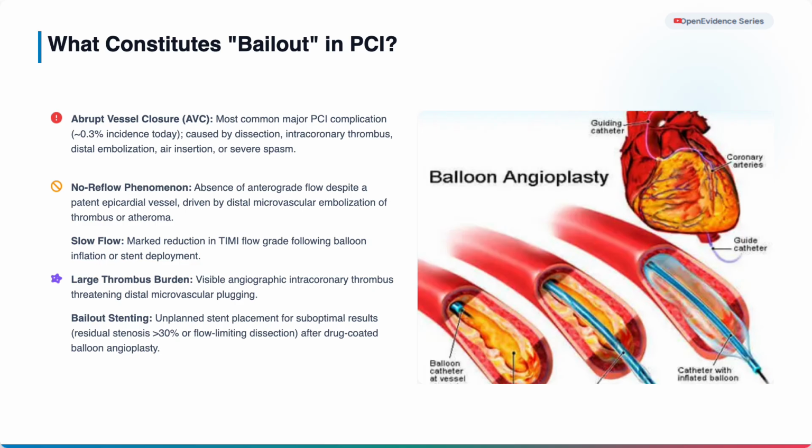Okay, so what constitutes bailout in PCI? Abrupt vessel closure, as I discussed, some of the complications like dissection, like microdissections, forming of a new thrombus upon a previous one which was stented, distal embolization and achieving no-reflow phenomenon because of that, or a slow flow because of a high thrombus burden. You can use these. That's considered bailout, and you can use the Eptifibatide drip in that case.